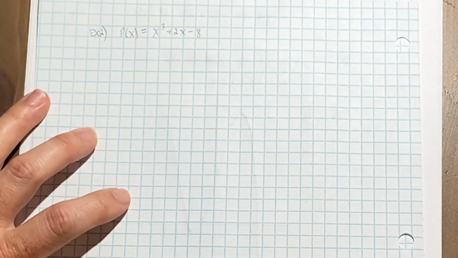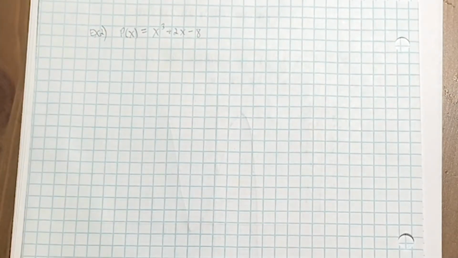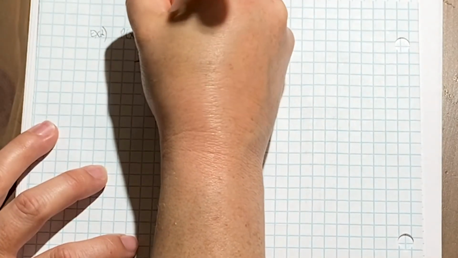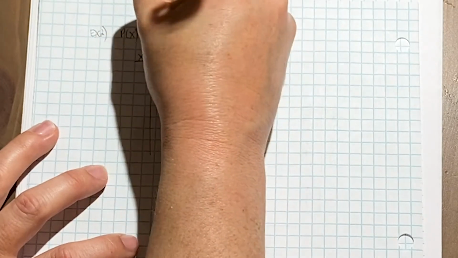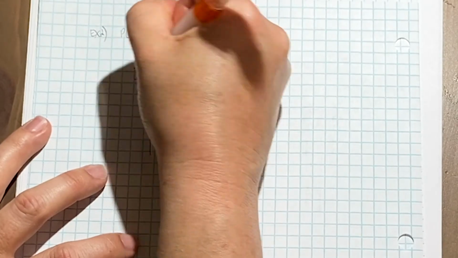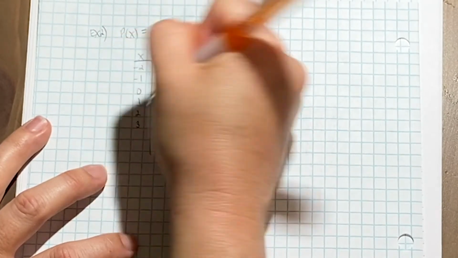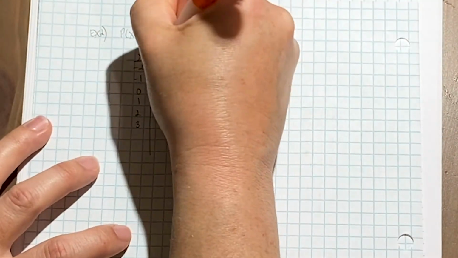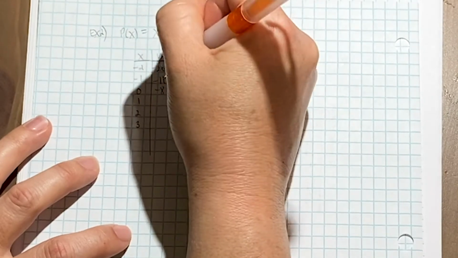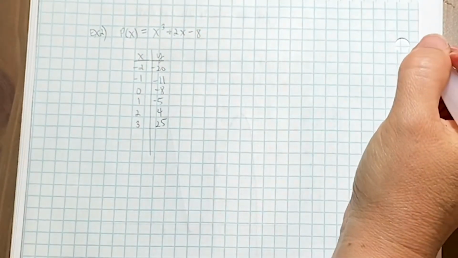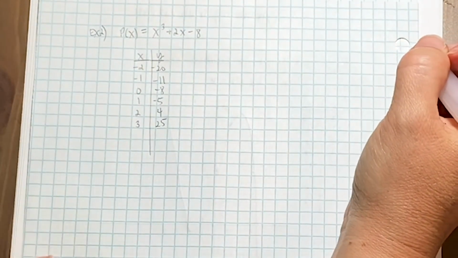And we are going to graph the function and look for the places where it touches or crosses the x-axis. For this one, my x values are going to go from -2 up to +3. Again, I'm going to give you a table on the test that I want you to fill in. I'm going to provide the x values for you. So -2, -1, 0, 1, 2, 3. And then when we plug these in, we're going to get -20, -11, -8, -5, 4, and 25.